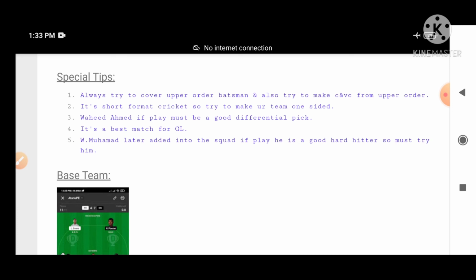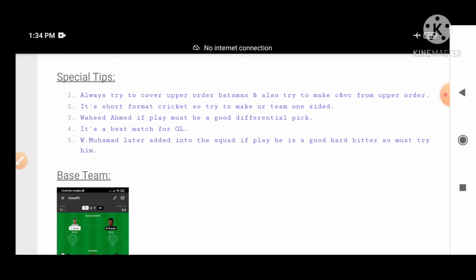It's the best match for Grand League. I don't give any tips for players here, but I give tips for the full match. You have to understand every match is a best match for Grand League. Why? Nobody has proper knowledge about T10 matches. So, okay, you have to understand that.